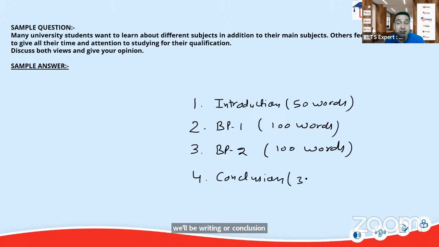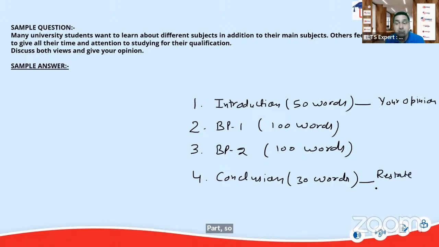This would be in the range of 30 words. We want to keep the introduction and conclusion concise. And the opinion part, we are going to express it here. Your opinion, what you think. Then we would restate the same opinion in the conclusion part. So restate your opinion in the conclusion part by writing, I believe. And in the introduction, you would write, in my opinion.